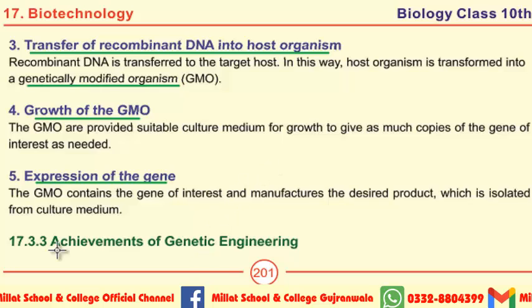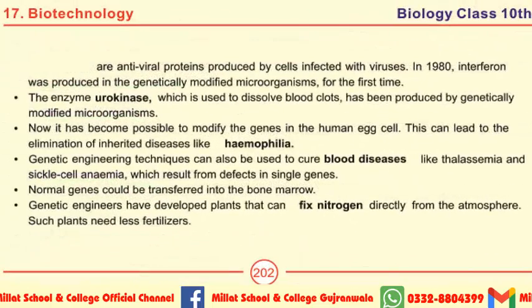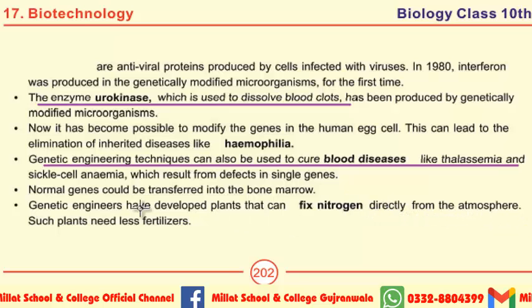The next topic is achievements of genetic engineering. Students, the achievements in genetic engineering may be selected as an important long question in board exams. And if we talk about the MCQs, then the first MCQ is the enzyme urokinase is used to dissolve blood clots. Genetic engineering techniques can also be used to cure blood diseases like thalassemia and sickle cell anemia, which result from defects in single genes.